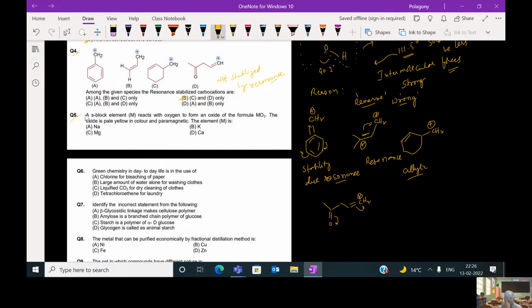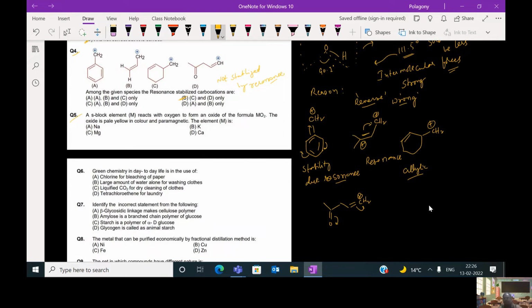Now question number 5. An s-block element reacts with oxygen to form an oxide of the formula MO2. The oxide is pale yellow in color and paramagnetic.